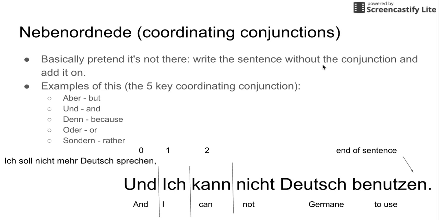If you take a look at word order, if you take a look at the word for word translation, you see that it is exactly like English, except of course the unconjugated word goes to the end. There are 5 key coordinating conjunctions: aber, und, denn, oder, and sondern. From my experience, if you see a new conjunction that you have never seen and it is not one of these 5, I just assume it is not a coordinating conjunction.